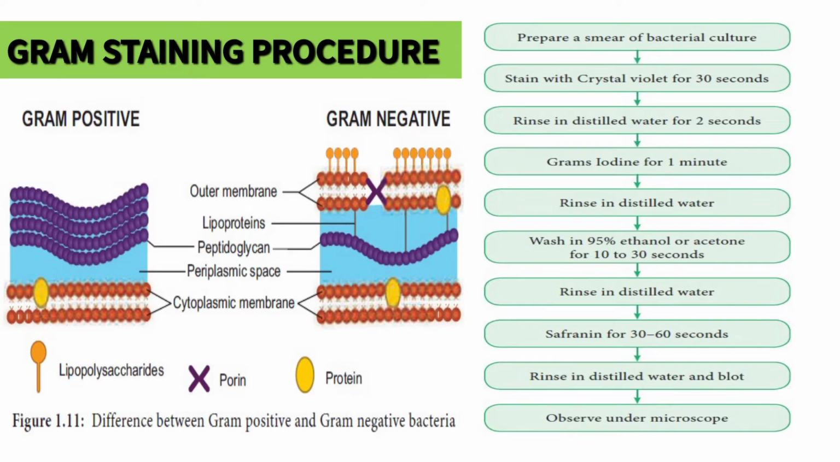Then you add ethanol for 10 to 30 seconds. Then you wash it with water again, and finally safranin is added, and you rinse it again with distilled water. Now you can view it under the microscope. These are all staining methods. These stains have to be added in order to detect the different structures of this particular bacteria. That is the main reason why we are doing this.